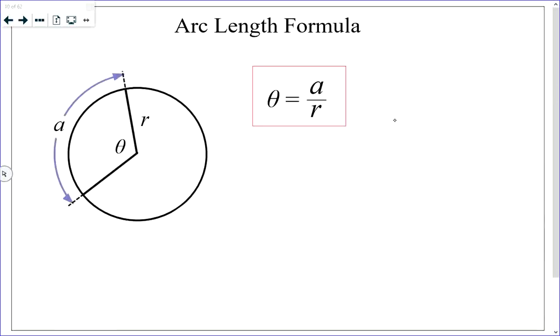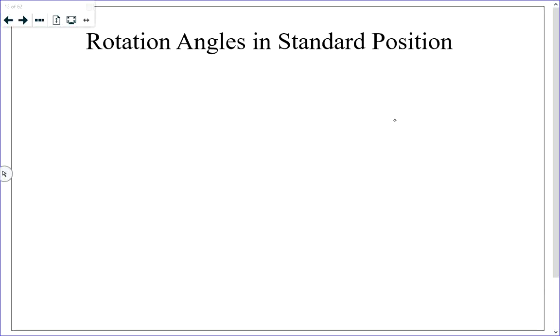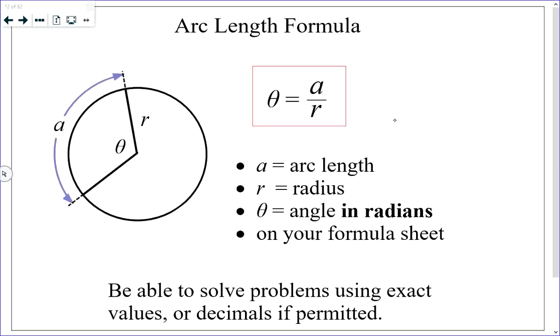Arc length formula: there's a relationship between the arc length created by a rotation angle in a circle and the radius of the circle. The relationship is that the angle is equal to the arc length divided by the radius. This is on your formula sheet. A is the arc length, r is the radius, and the angle theta must be in radians. So this is the most important aspect of this formula in terms of being successful on exams. You obviously have to be able to solve problems on exams using exact values or decimals, but the bottom line is, when you use this formula, the angle must be in radians.